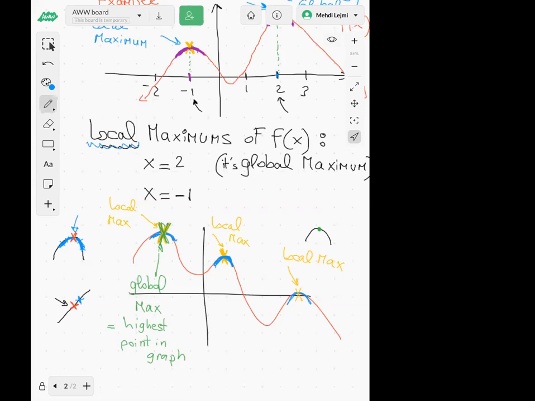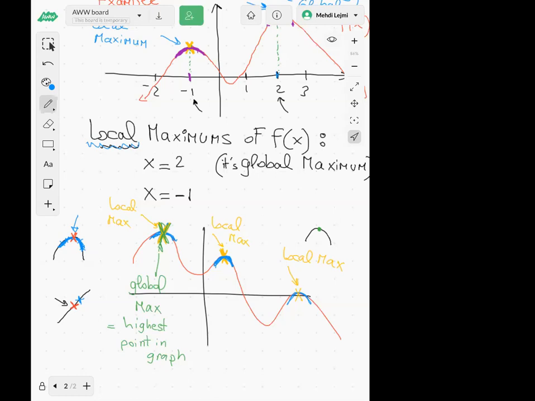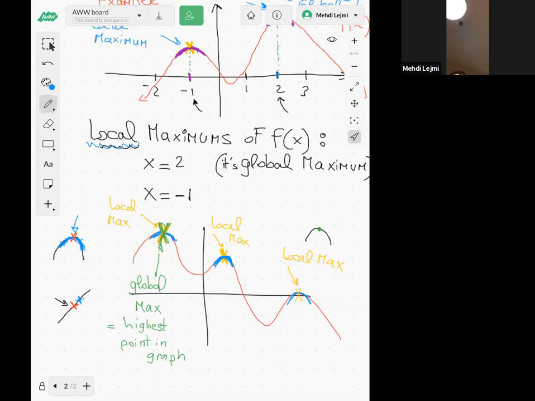Anyone else confused about this local maximum? So all of the peaks are the answer. Yes, all the peaks. You can say it's all the peaks. So you have a parabola, and the vertex of the parabola would be the local maximum. Okay. Anyone else confused about this local maximum?